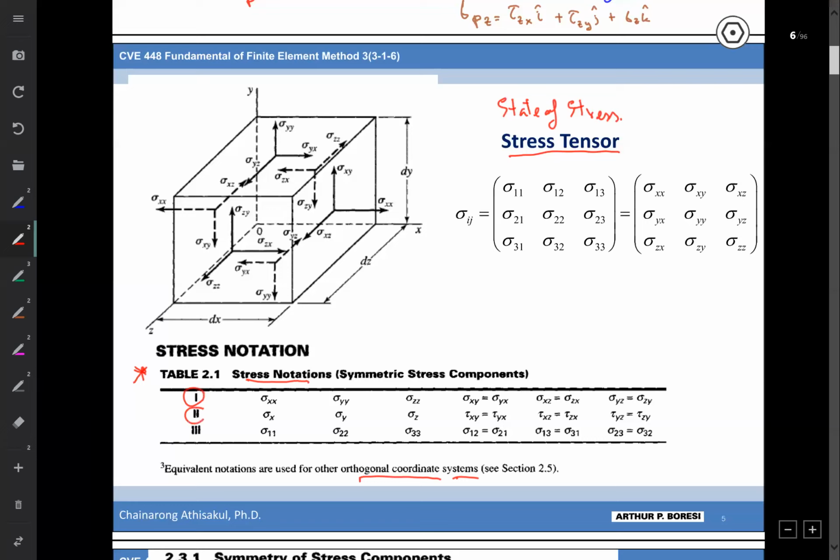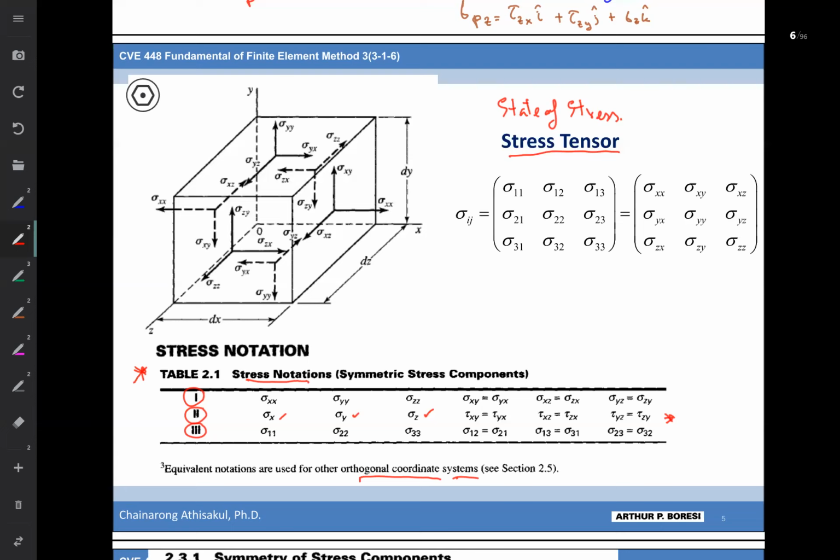This is the first type, second type, and third type. For the previous slide, I used the second notation. You see that I represent sigma x, sigma y, sigma c as normal stress, but I represent tau xy, tau xc, and tau yc as the shear force. Sorry, as the shear stress.